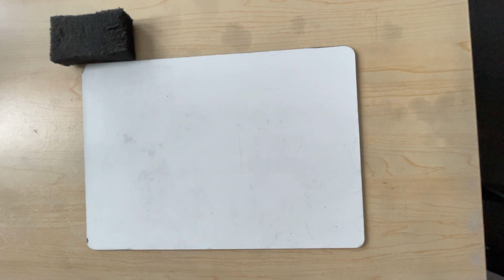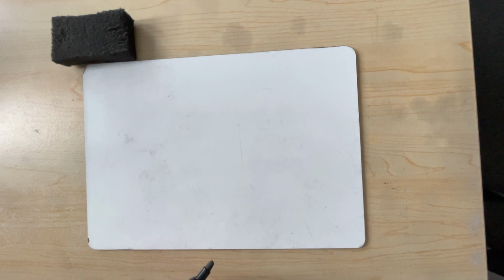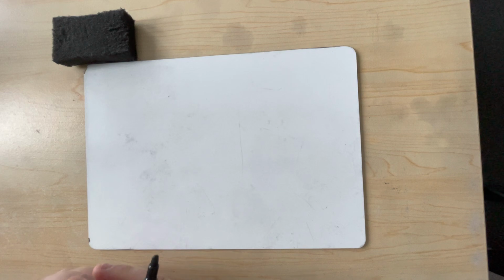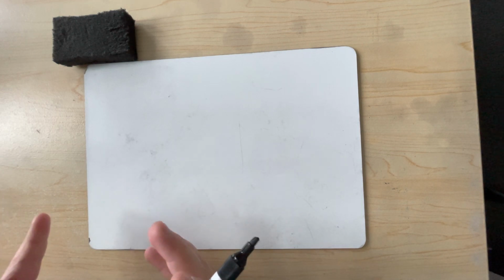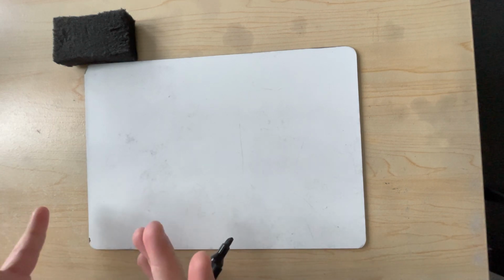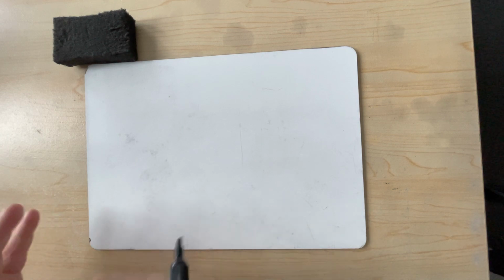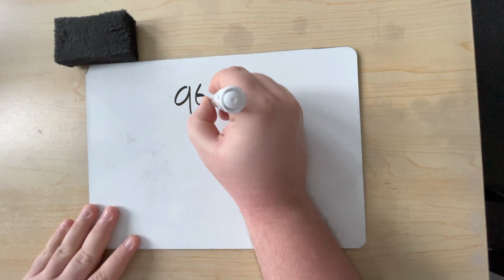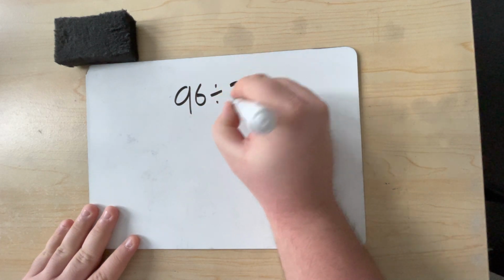Hi, and in this video we're going to talk about non-calculated division using the bus stop method. What we're going to do is show you every scenario you can encounter when dealing with the bus stop method and non-calculated division. So let's start by putting a problem up on the board. We're going to do 96 divided by 3.